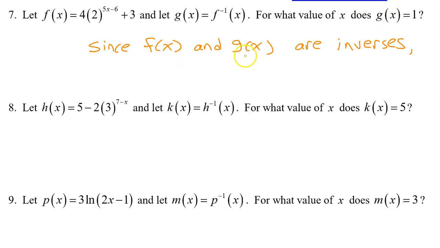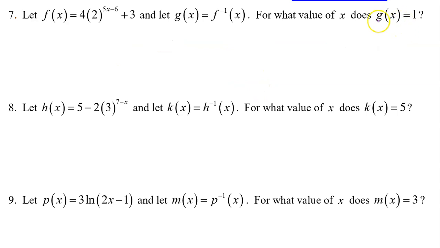Since f and g are inverses, the input values and the output values will be reversed. In other words, f at a will equal b if and only if g at b is equal to a. That's just how inverse functions work. In this case, we are looking for where g at x is equal to 1.